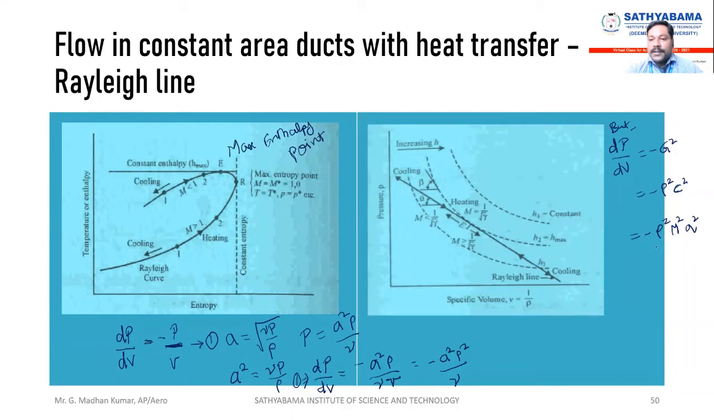Now we are going to equate these two equations. So what will be your dP by dV? This is your equation 2. So under equilibrium, at the maximum enthalpy point, equation number 1 is equal to equation number 2. So what do we get? Minus of A square rho square divided by gamma is equal to minus of rho square M square A square. This minus is getting cancelled, rho square is getting cancelled, A square is getting cancelled. Finally, we have M square is equal to 1 by gamma.